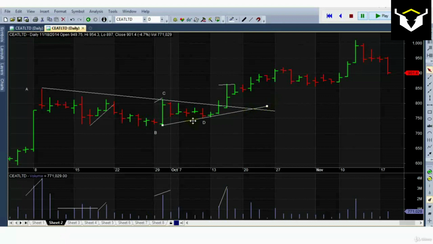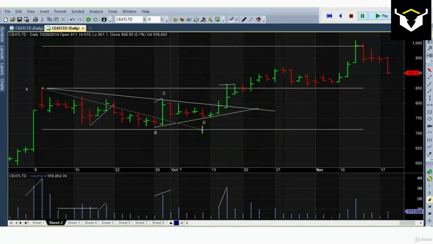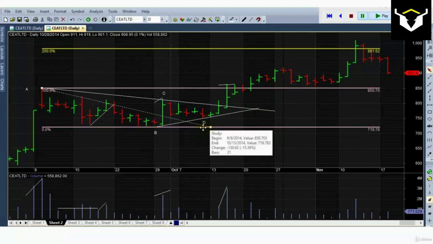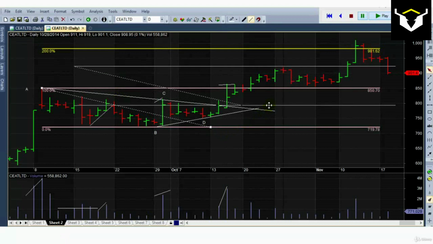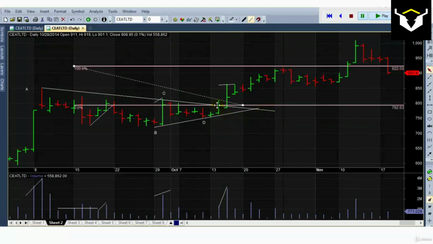The first way to project a target is to calculate the distance, the widest range of the triangle here. This is the maximum distance of the triangle, plotted from the point of breakout. This is where prices broke out of the trend line. So I plotted from the point of breakout, and this 922.50 becomes our target once prices broke out of the triangle. This is one way to project a target.